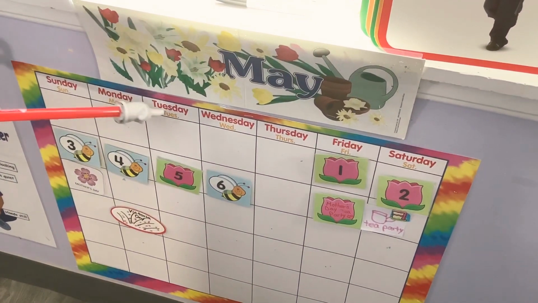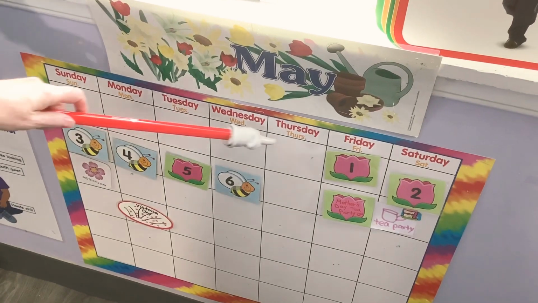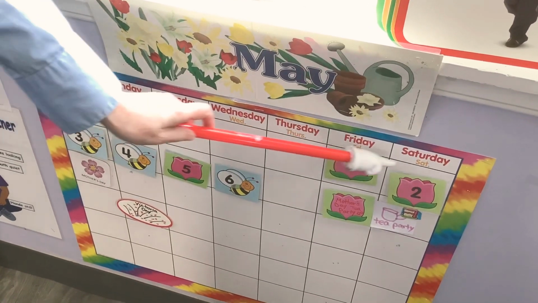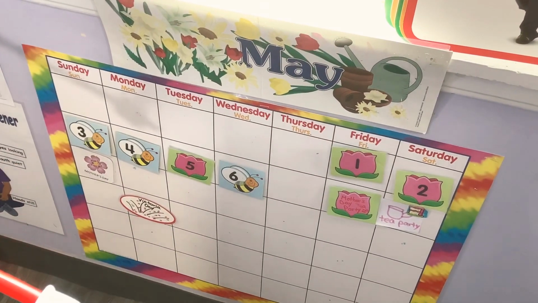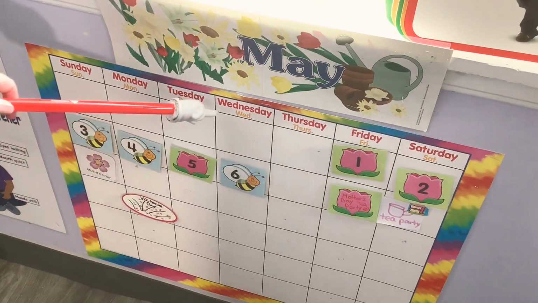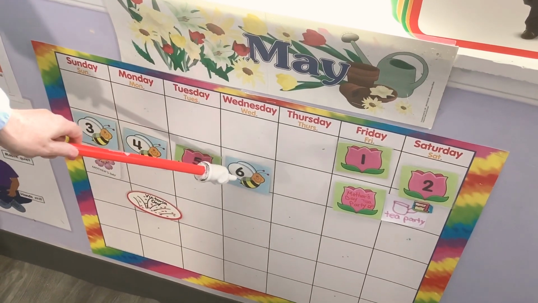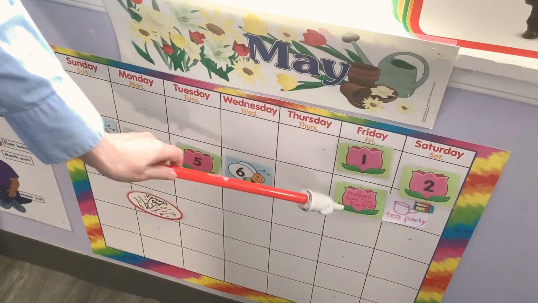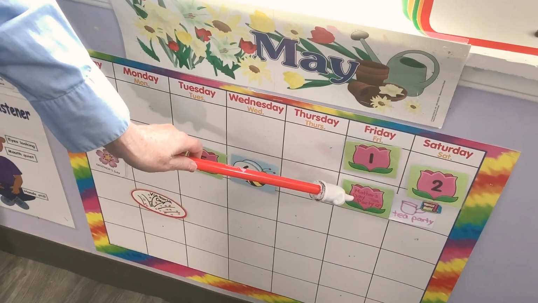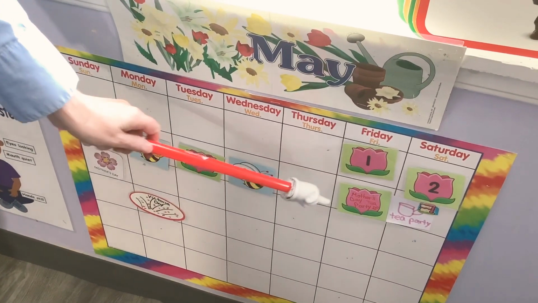Sunday, Monday, Tuesday, Wednesday, Thursday, Friday, Saturday. Do you know what day it is? Yes, today is Wednesday. Friday is the tea party day. And I'm also excited because on Friday, we get to see each other on something called Zoom. Zoom, Zoom, Zoom. We're going to see each other. It will be so nice.